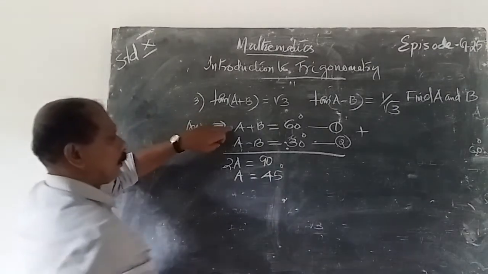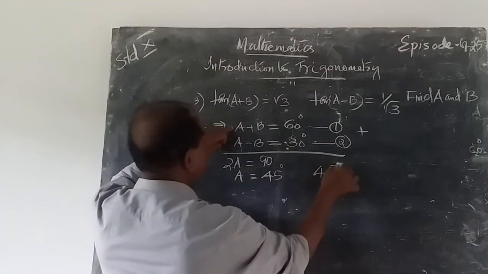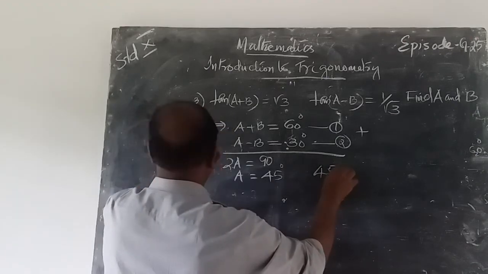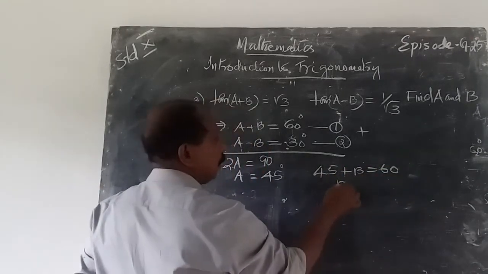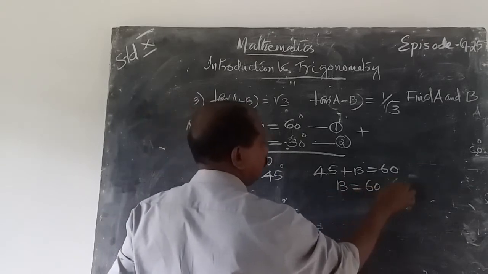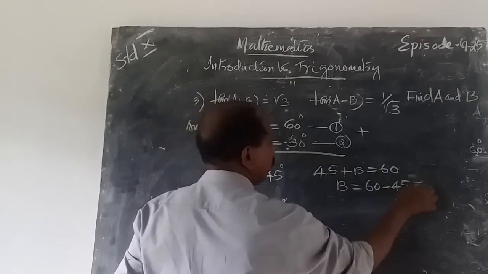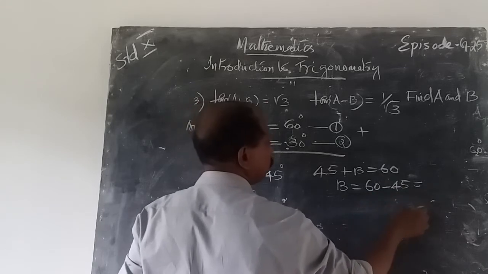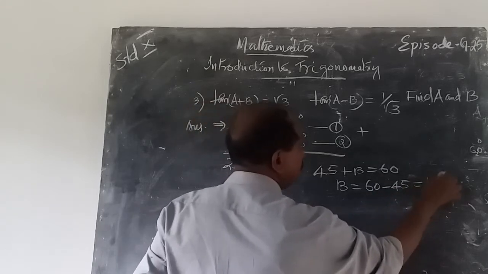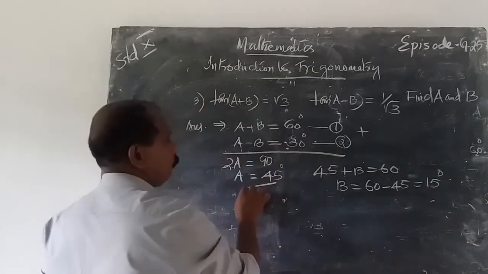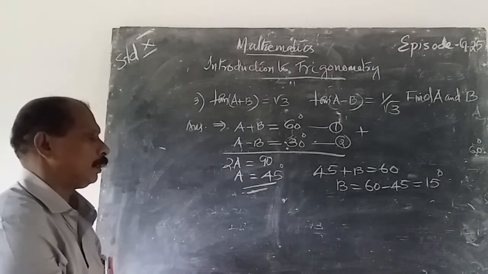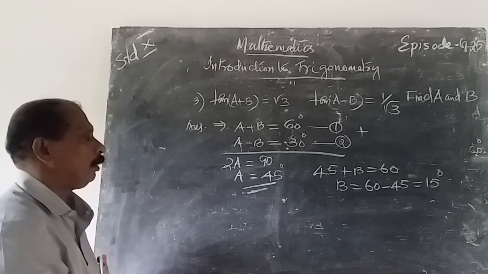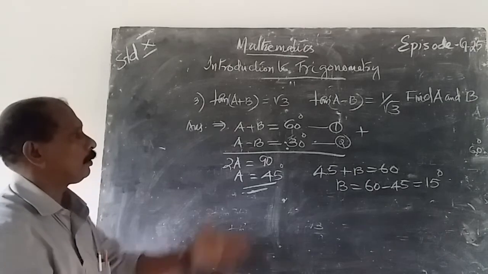Substitute in the first case: 45 plus b is equal to 60. Therefore, b is equal to 60 minus 45, which is 15. So a is equal to 45 degree, b is equal to 15 degree. Sum is 60 and difference is 30. That is all.